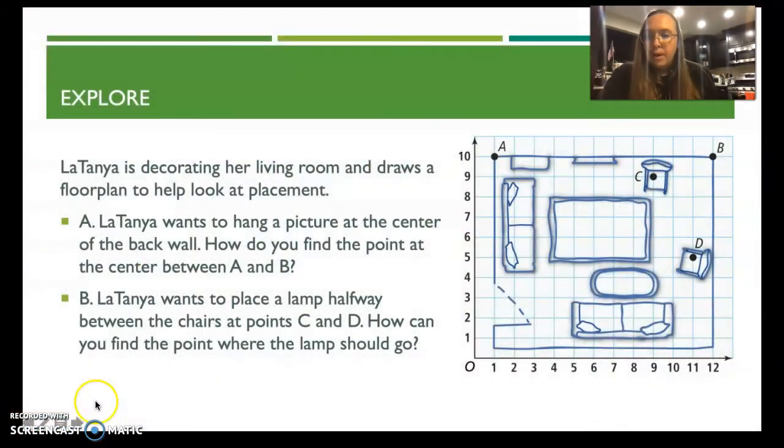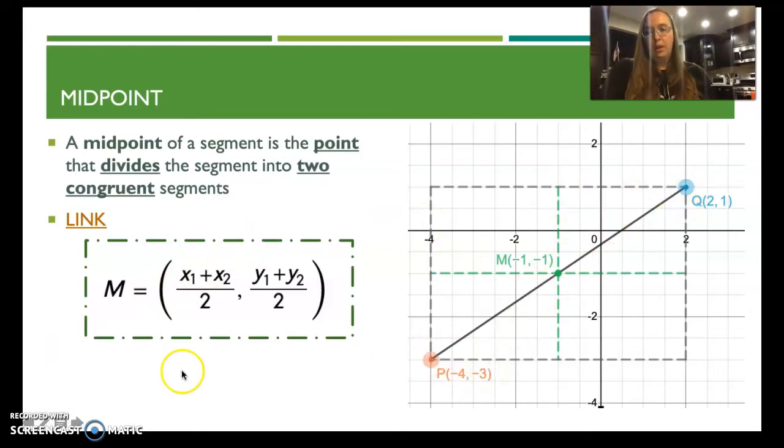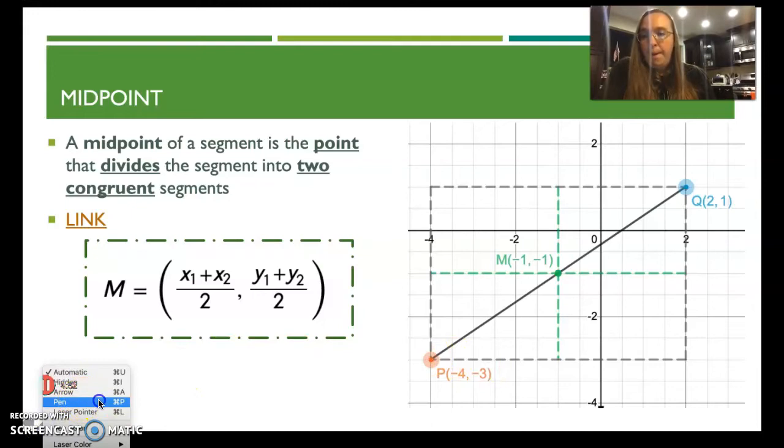Let's jump back here and we'll finish those notes together and talk about the midpoint formula. Okay, so the midpoint formula is going to divide a segment into two exactly even pieces, two congruent segments. We can grab our pen here, and we can go ahead and make those congruent marks that we learned in 1-1.